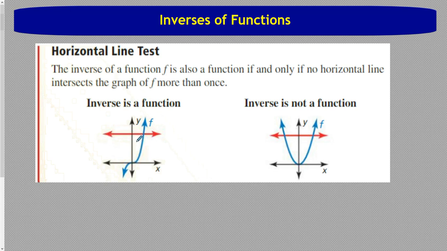If I draw a horizontal line, it's only going to cross one time. So the inverse will be a function. Here's a parabola, y equals x squared. The horizontal line crosses twice. The inverse is not a function.